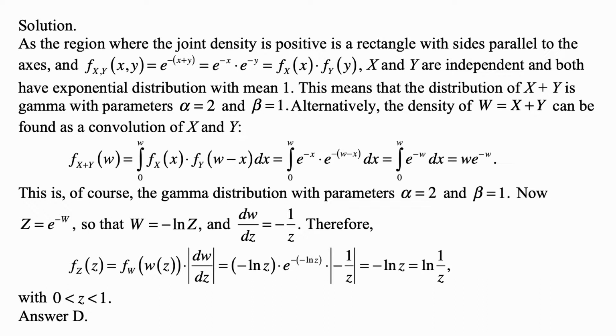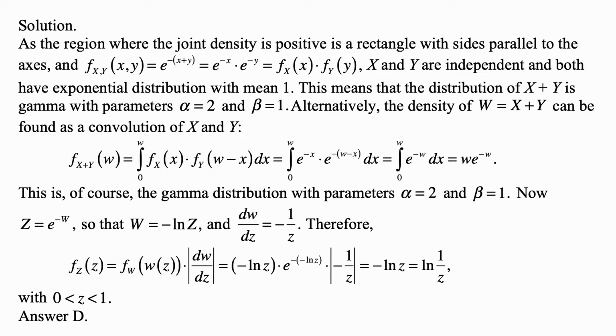Now, z is equal to e to the minus w, so that w is equal to minus the natural logarithm of z, so that dw over dz is equal to minus 1 over z. Therefore, f sub z of z, the density of z, is f sub w of w that corresponds to that z times the absolute value of the derivative of the inverse of the transformation, and that's equal to minus the natural logarithm of z times e to the minus the natural logarithm of z times the absolute value of minus 1 over z.